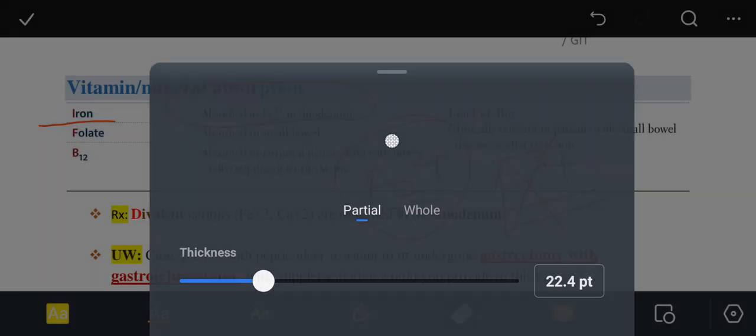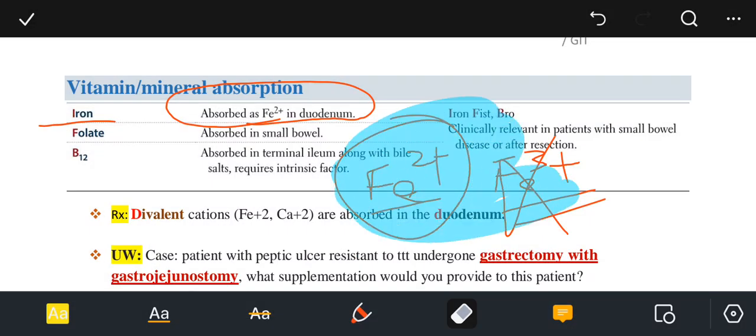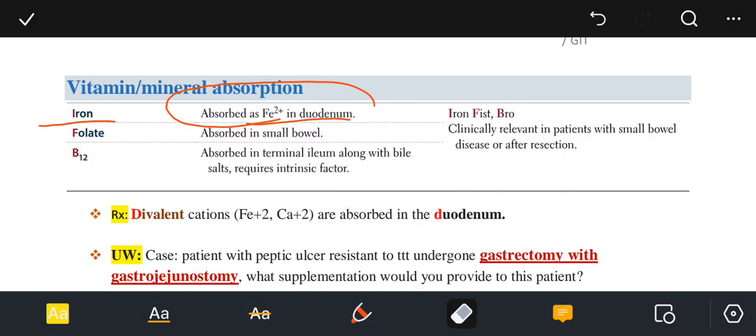So this is the first point that you must remember, that the ferrous form is absorbed in the duodenum. The absorption site is duodenum. Then we have folate. It is absorbed in the small bowel, in the small intestine, and the vitamin B12 is absorbed in the terminal ileum along with the bile salts and requires the intrinsic factor.